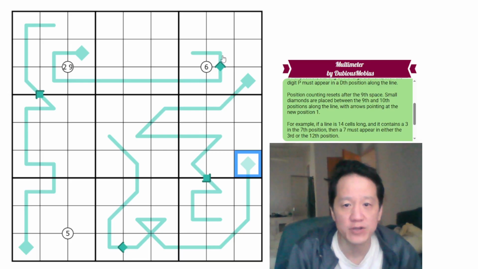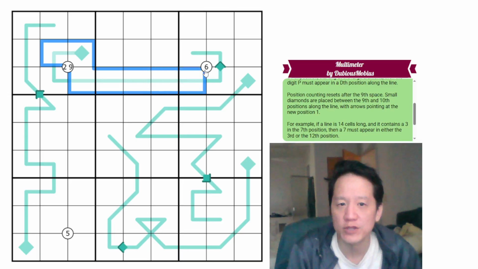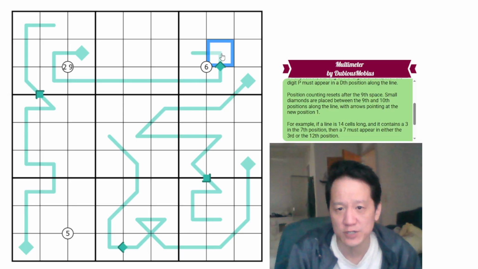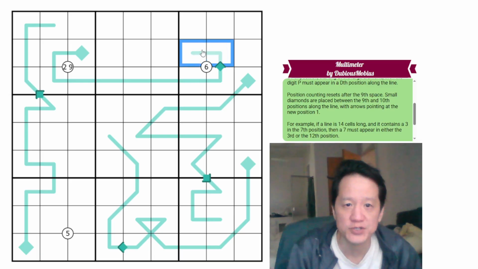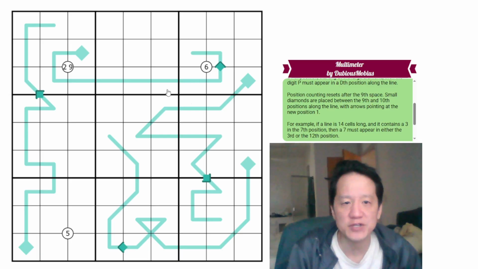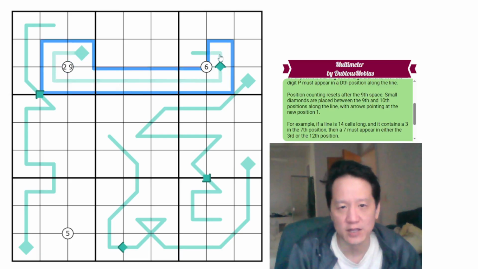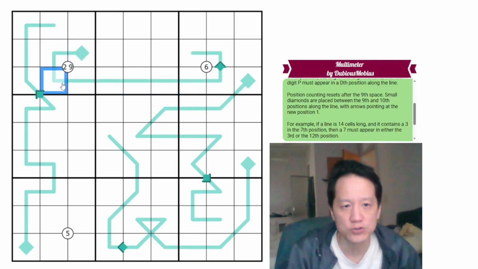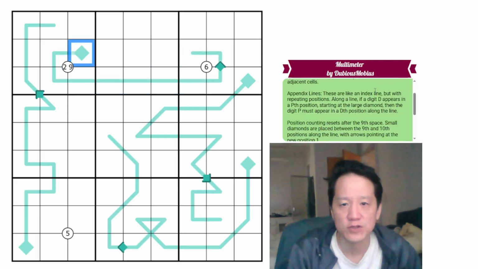Small diamonds are placed between the 9th and 10th positions along the line. So we know this is 1 through 9 here along this line. This has to be the 10th position, with arrows pointing in the new position 1. So this is the new position 1 and position 2. So instead of counting all the way up to 11 here, it goes 1, 2, 3. The positions for these are 1, 2, 3, 4, 5, 6, 7, 8, 9, and then it goes 1, 2 here.